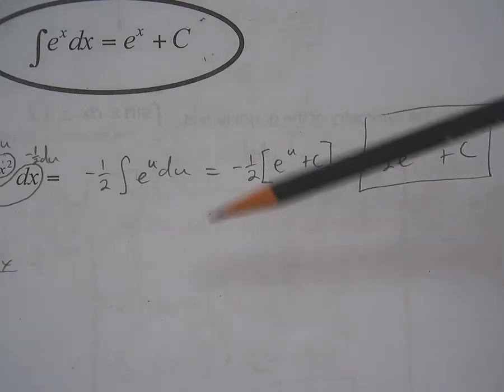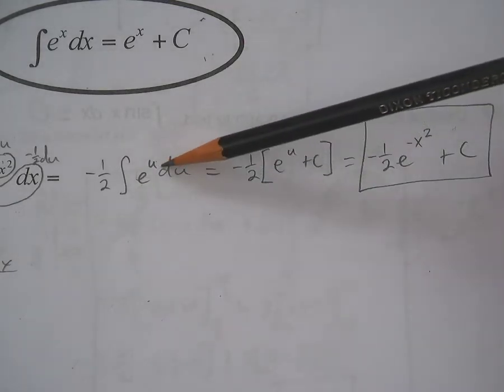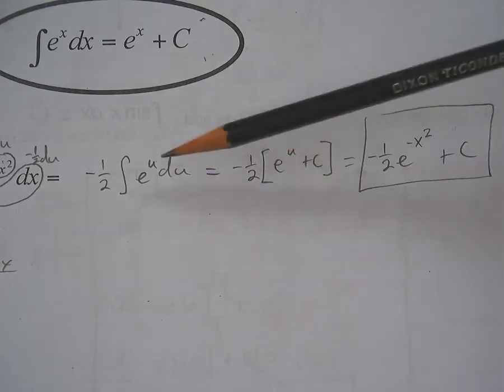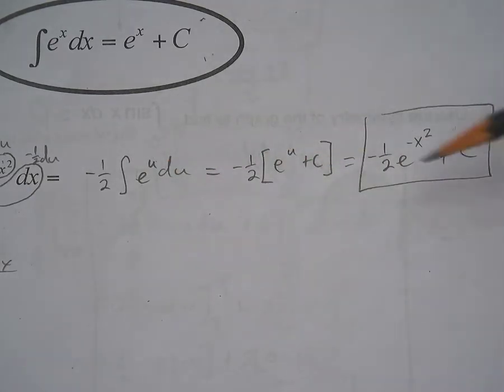So again, I changed my exponent to u, came over here and took out the negative 1/2, integrated, I got e to the u plus c. Plug in u, distribute your negative 1/2, and you know that c times negative 1/2 is still just c.